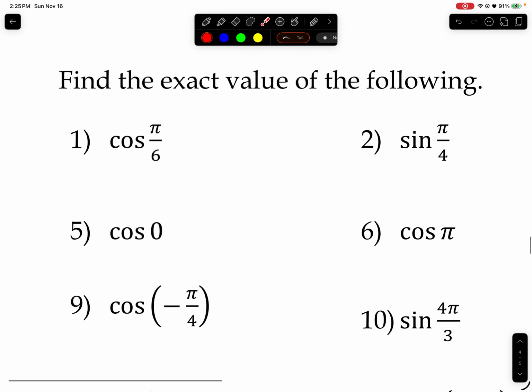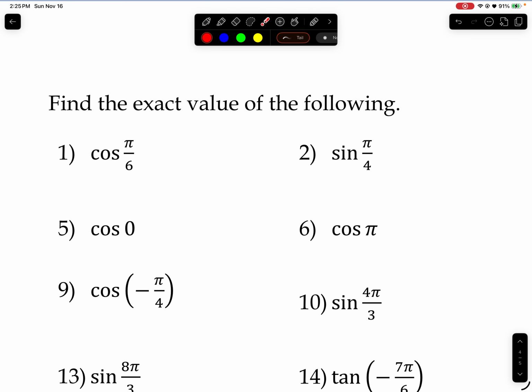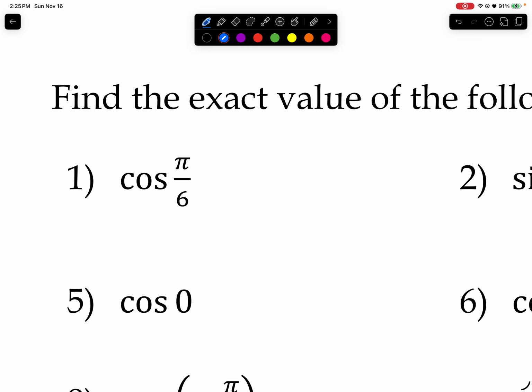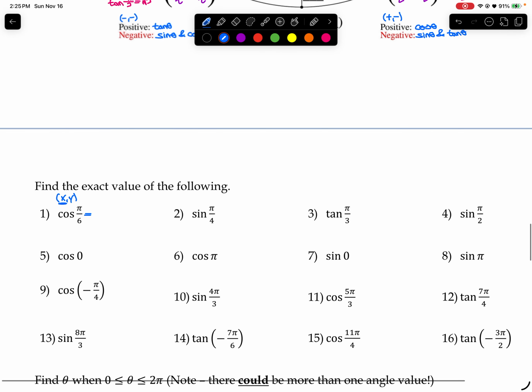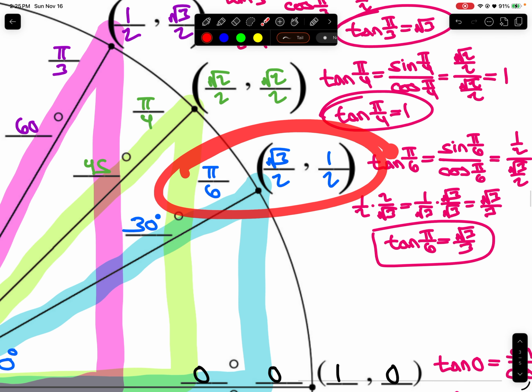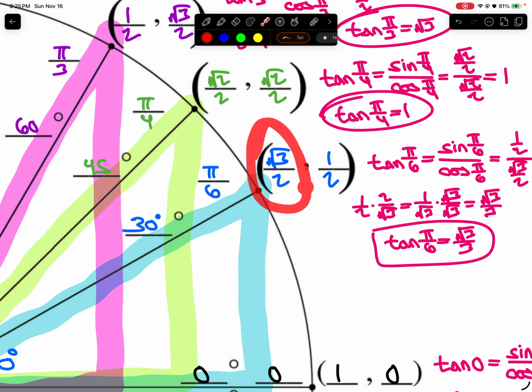Okay. Now what we want to do is find the exact value using the unit circle. So if I want to find cosine of pi over 6, I want to know what is the x value at the angle pi over 6. So of the coordinate, I'm going to go to pi over 6. And then looking at the coordinate, if I want cosine, that means I want the x value, which means that answer is going to be root 3 over 2.